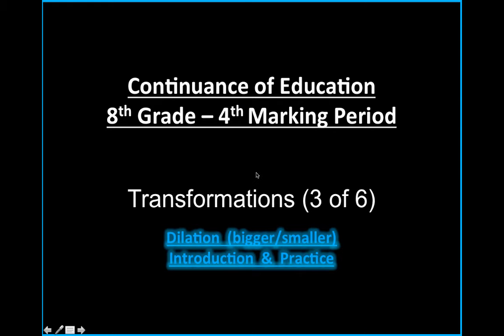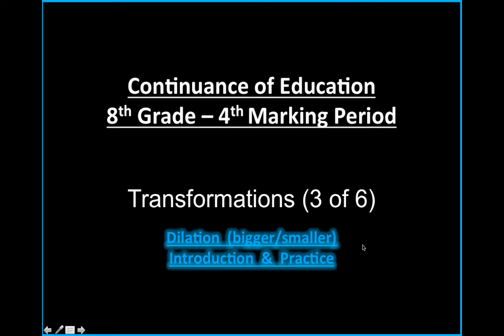It's Mr. Grosso. The third transformation that we're going to take a look at today is dilation. Dilation, or to dilate something, means to make it bigger or smaller. So we're going to take the shapes that you guys have started off with and either make them bigger or make them smaller. If this sounds familiar, very well could be.